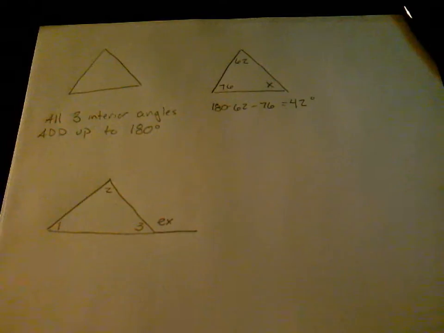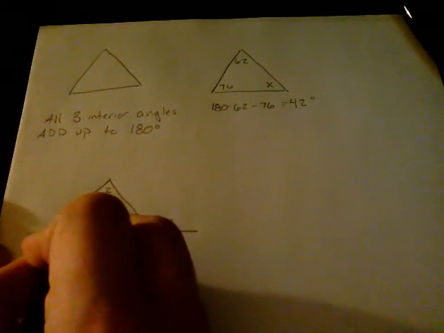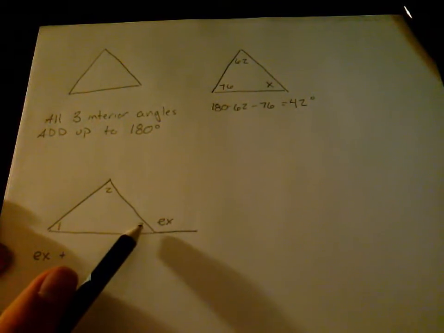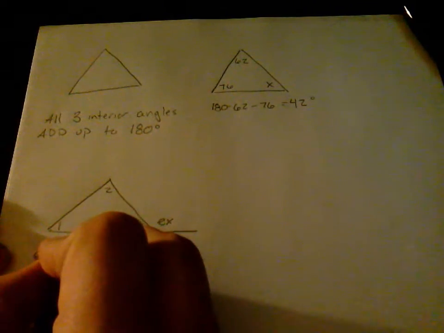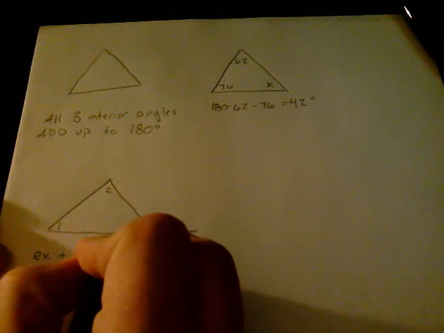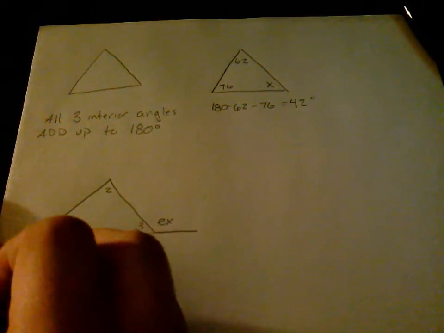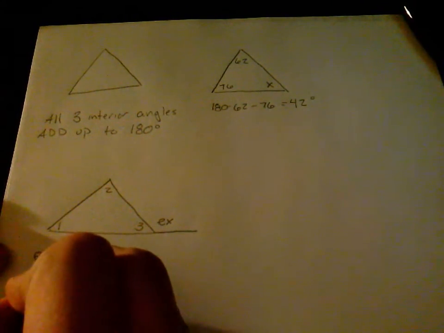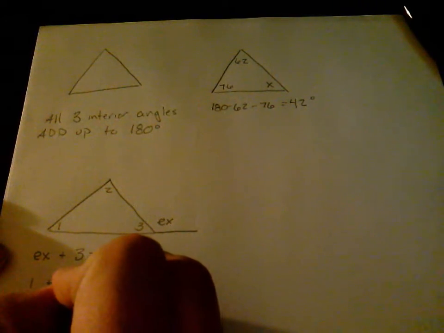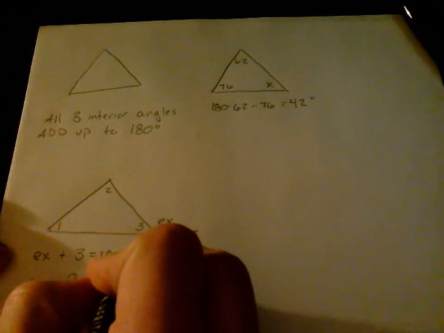Now there's something we know about exterior angles. If you take the exterior angle and add the angle right next to it, these two angles right here, you should get 180. If you take angle 1 and add angle 2 to it, you should get the exterior angle.